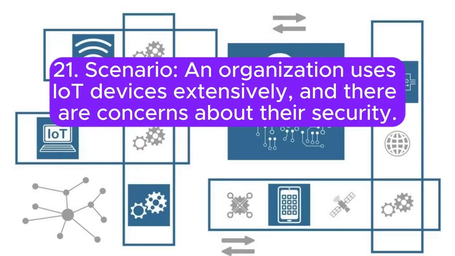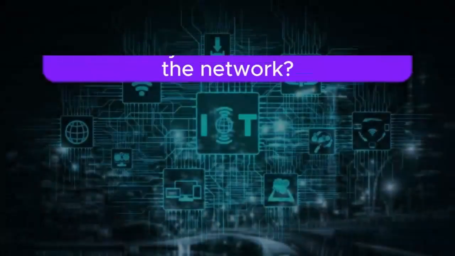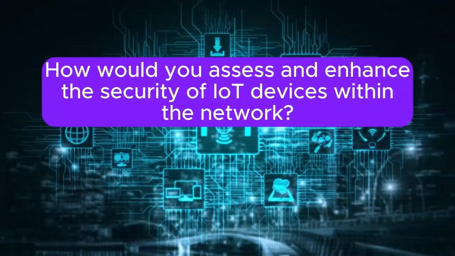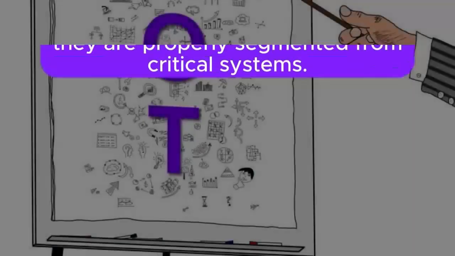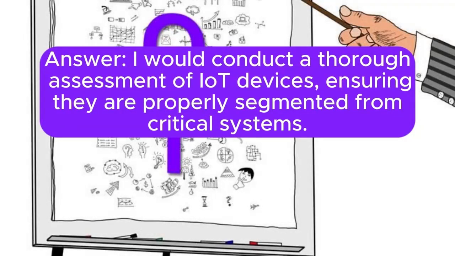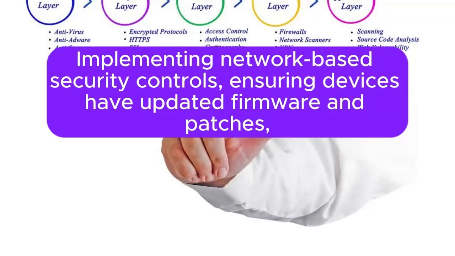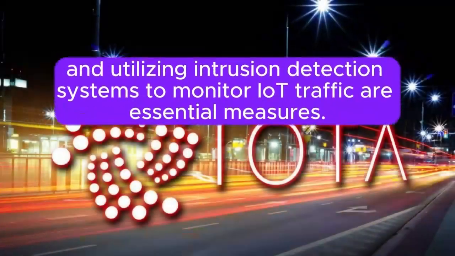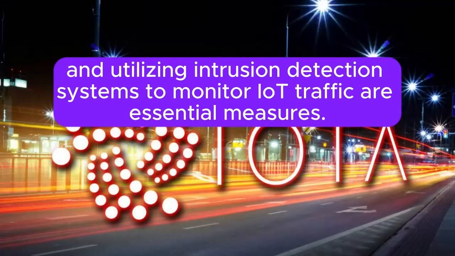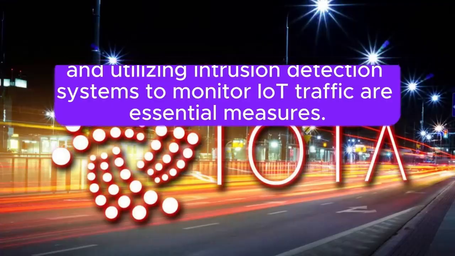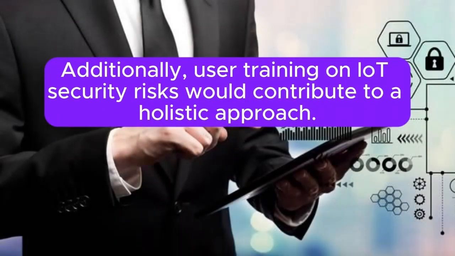21. Scenario: An organization uses IoT devices extensively, and there are concerns about their security. How would you assess and enhance the security of IoT devices within the network? Answer: I would conduct a thorough assessment of IoT devices, ensuring they are properly segmented from critical systems. Implementing network-based security controls, ensuring devices have updated firmware and patches, and utilizing intrusion detection systems to monitor IoT traffic are essential measures. Additionally, user training on IoT security risks would contribute to a holistic approach.